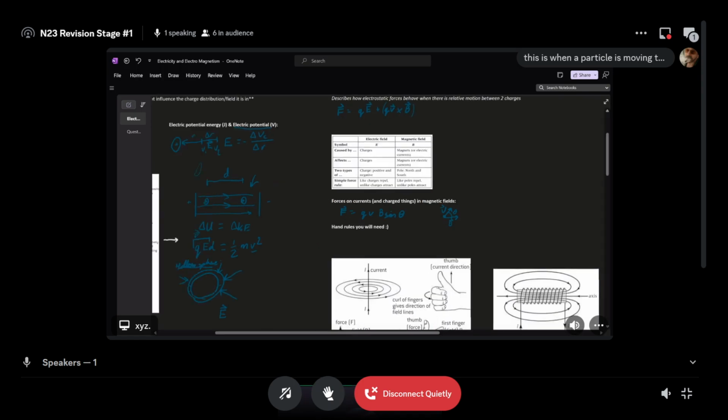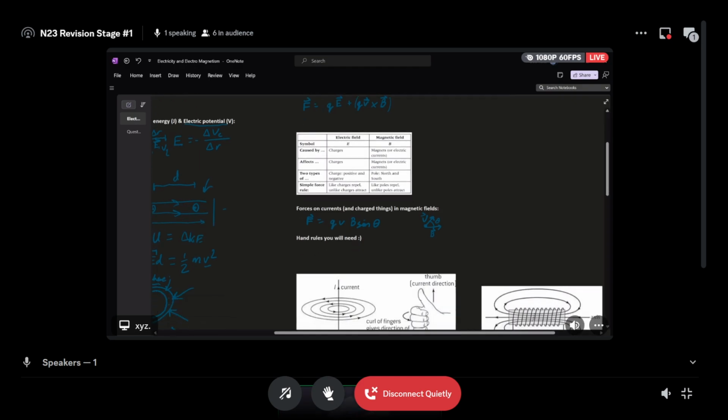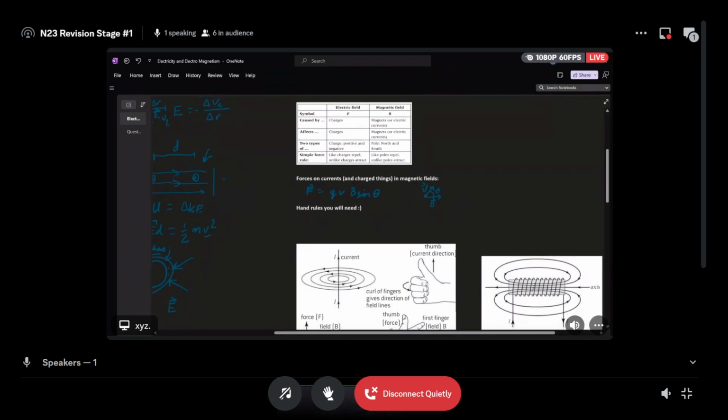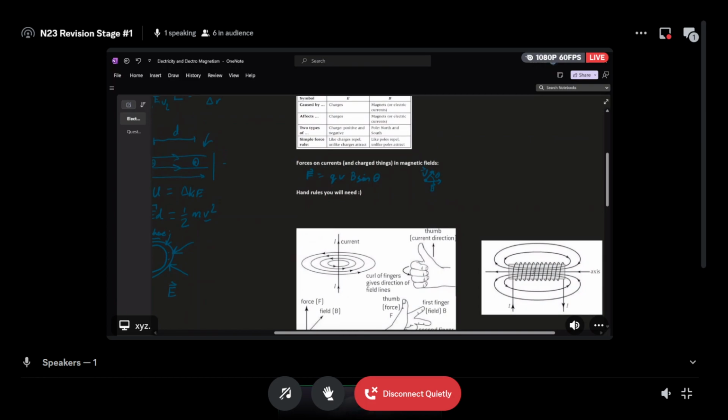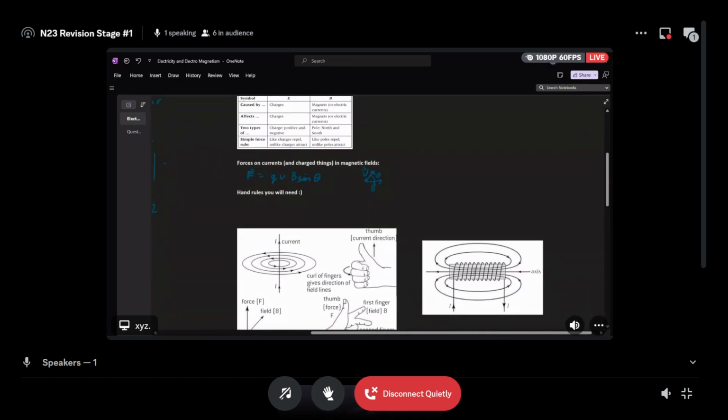Okay? And that is the force that comes from here: F equals QV sine theta. But the direction of that vector is dependent on the cross product. So it will be perpendicular to the plane spanned by V and B. That's just how the cross product works. If you do it in maths, it will make sense, and we have these hand rules that do it for you. But we'll go on to the hand rules after this equation.